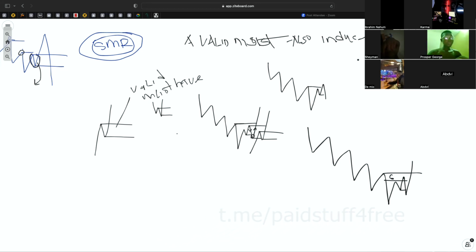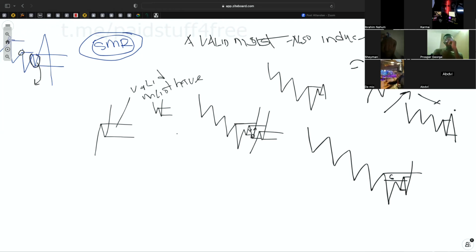But in summary, there has to be a smart money reversal, a break of structure to the downside and a break of structure to the upside. That is a smart money reversal. A break of structure to the downside and a break of structure to the upside in an existing bullish trend, or a break of structure to the upside and a break to the downside in an ongoing bearish trend. This is a smart money reversal.